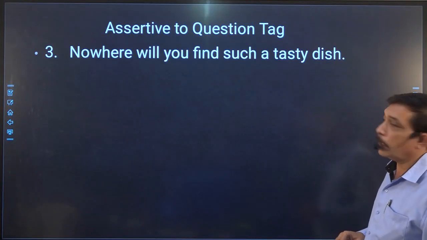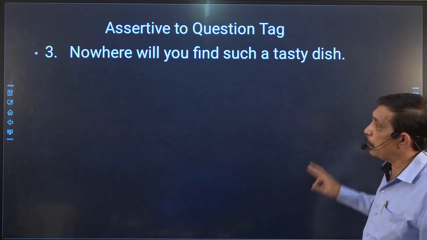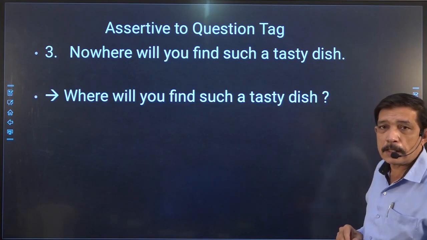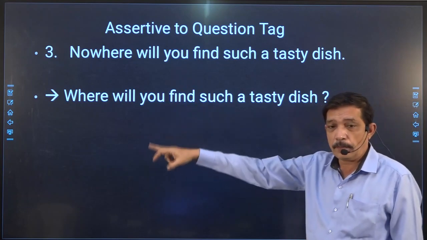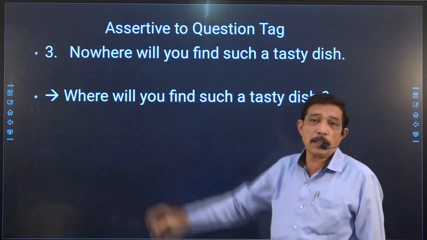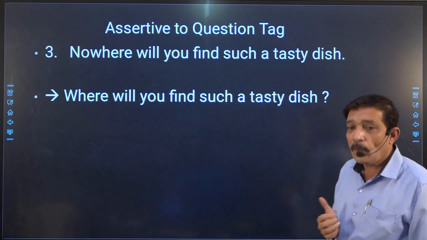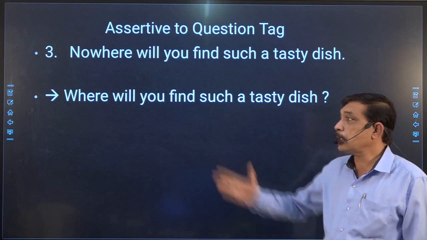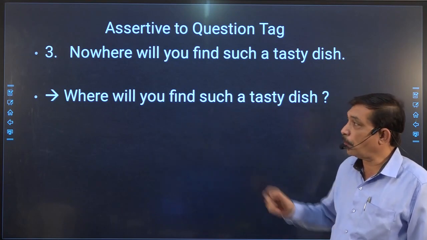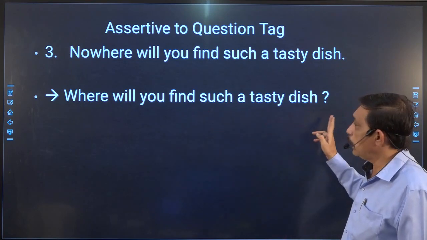Nowhere will you find such a tasty dish. Yes, so we already saw what is the answer for that. It is interrogative. Nowhere, where will you find, where will is working not as a modal, it's working as a helping verb. So, where will you find such a tasty dish?